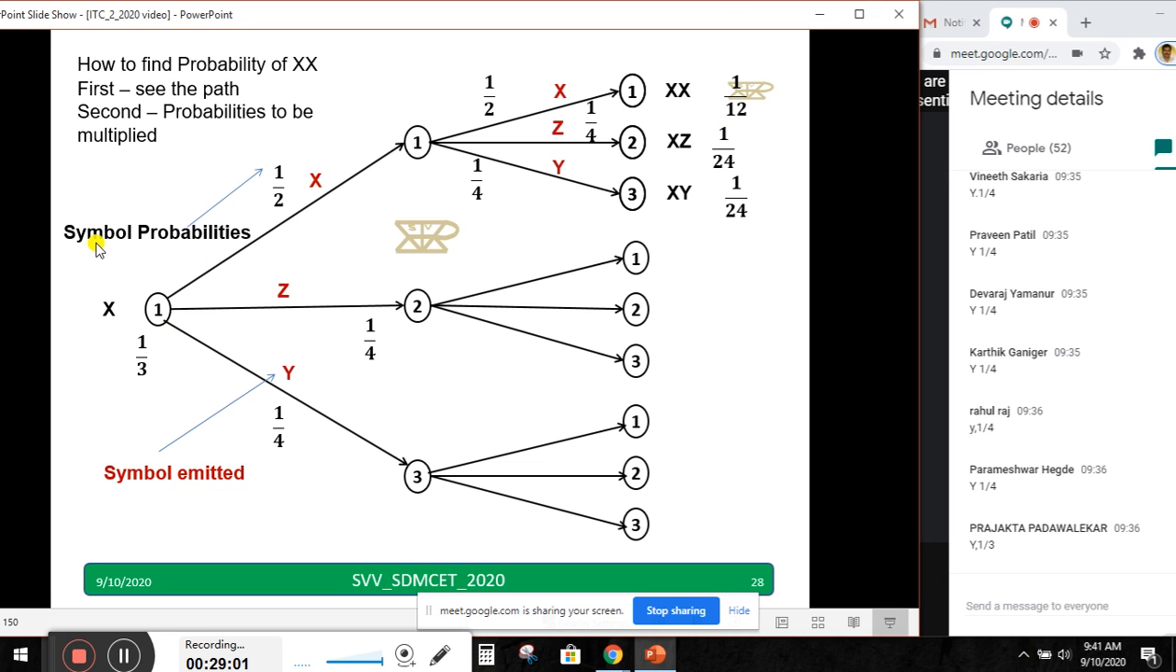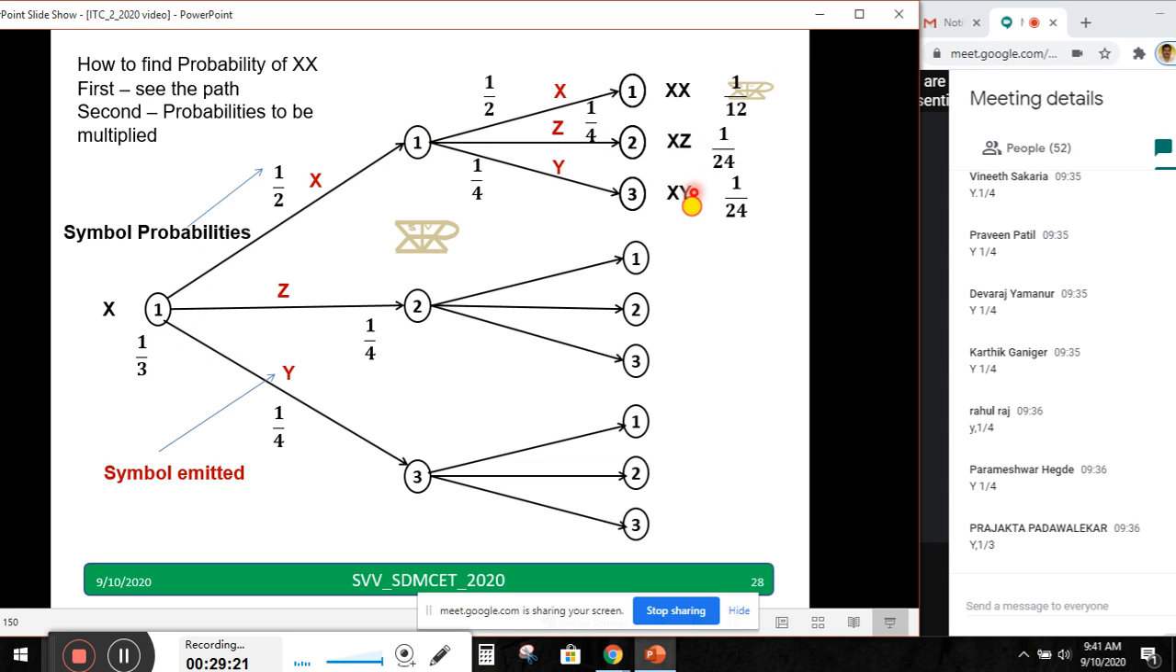Similarly, if I want XZ, the path will become from 1 to 1, from 1 to 2. What are the probabilities there? 1 by 3, 1 by 2, 1 by 4. The total will become 1 by 24.